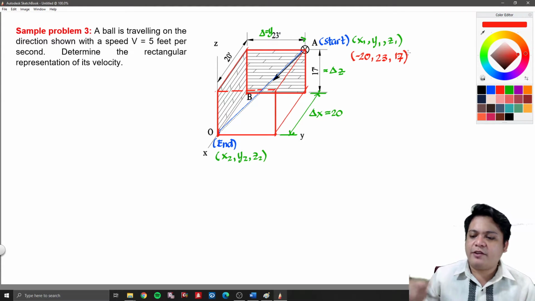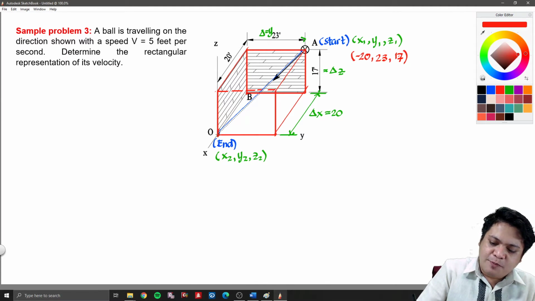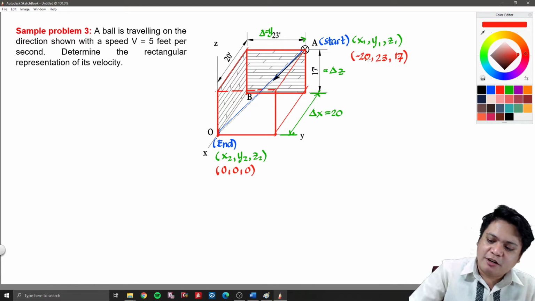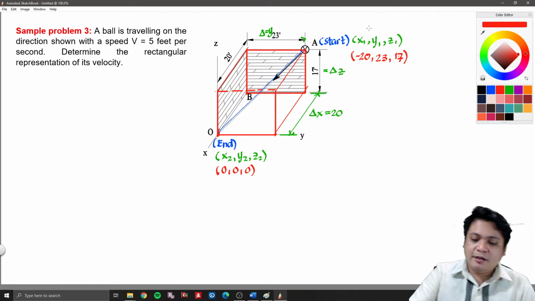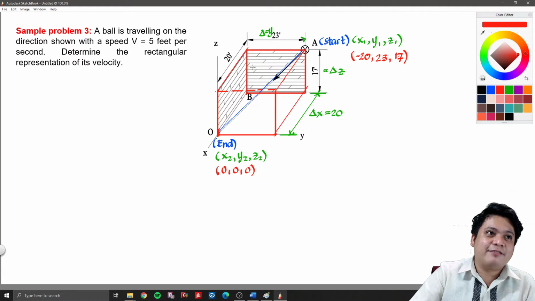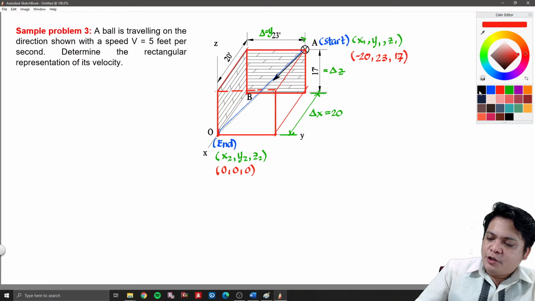Okay, so you have here the A. Next, we'll go for the B. Ito yung B, the end. Origin yan. So, technically, 0, 0, and then 0. Uulitin ko, mahalaga yung negative sign, kasi located siya on the negative direction nung ating x.